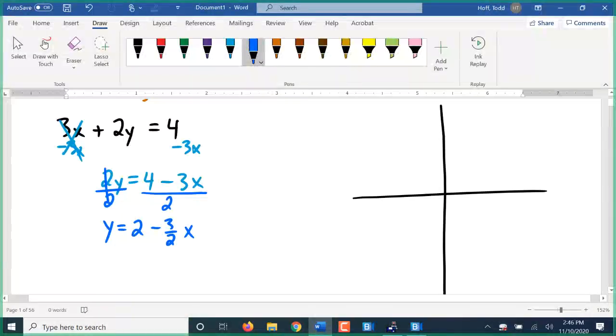So we go to graph this. We start at positive 2. That's what that's telling us to do. And then we have negative 3 halves times x. That's our slope. So from that point, we go down 3 for the negative 3, and we run 2. There's our second point. Our line goes through those 2 points, like that.